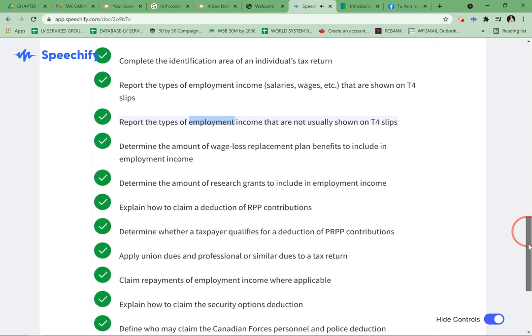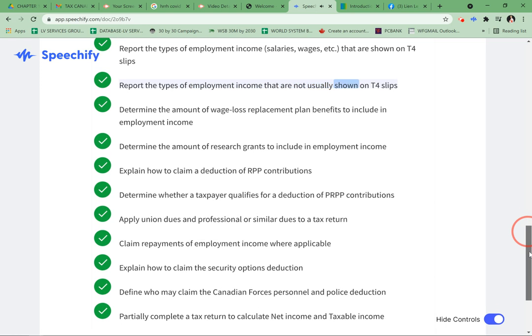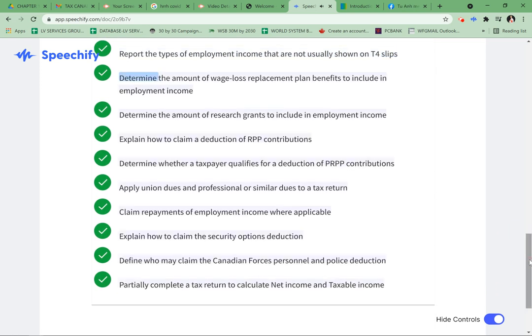Report the types of employment income that are not usually shown on T4 slips. Determine the amount of wage loss replacement plan benefits to include in employment income. Determine the amount of research grants to include in employment income.